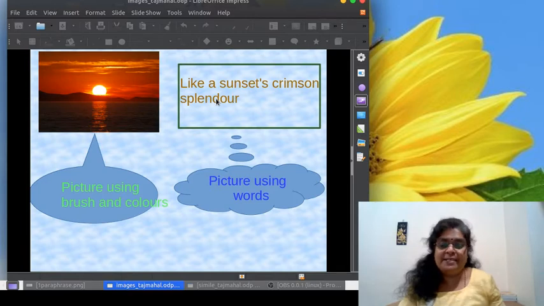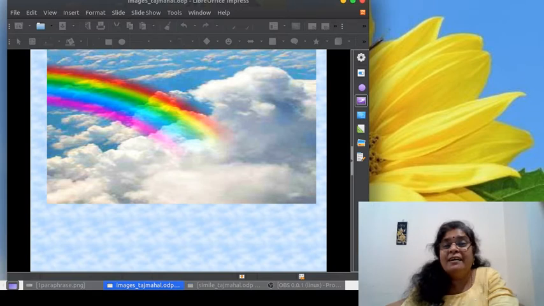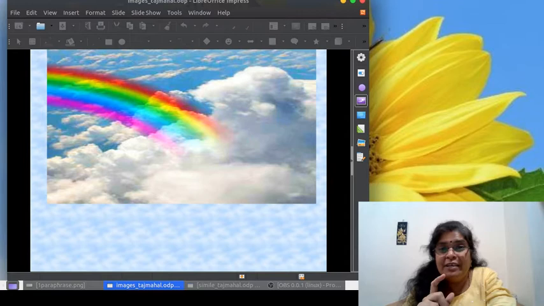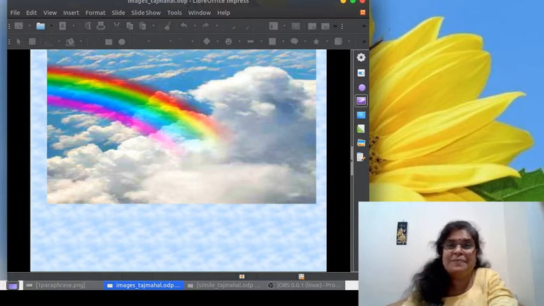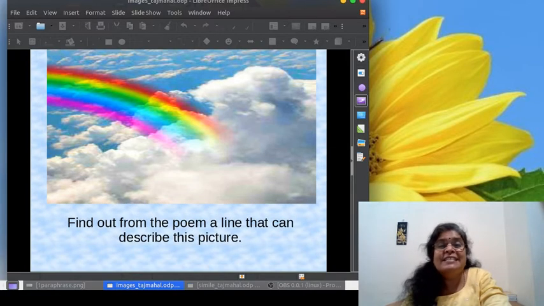That is the difference. So now look at this picture. Can you find a line in which this picture comes? From our poem, the Taj Mahal, just read the poem. Pause the class and read the poem, and you can find a line corresponding to this picture. Can you? Yes, do it. Yes, this is the line.